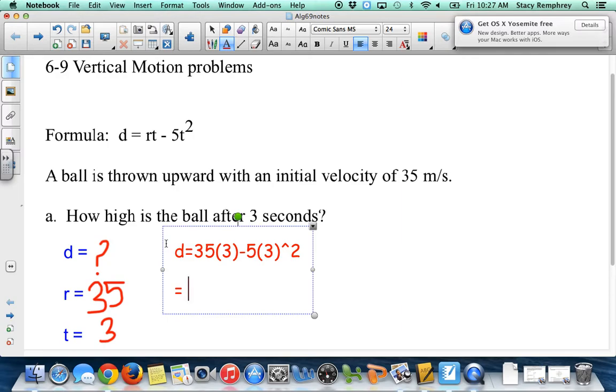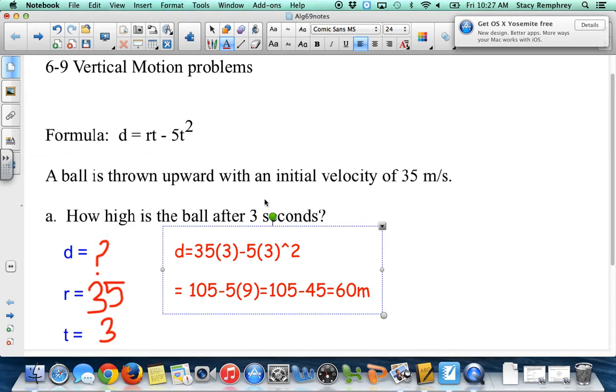So when I do that, you follow your order of operations. So 35 times 3 is 105 minus 5 times 9, because you do your exponents first. That gives me 105 minus 45, and that gives me 60 meters.